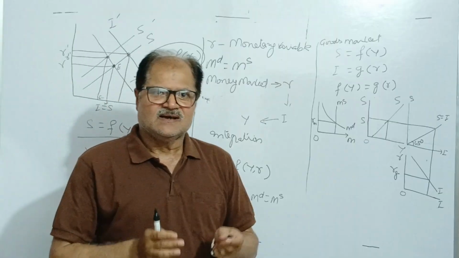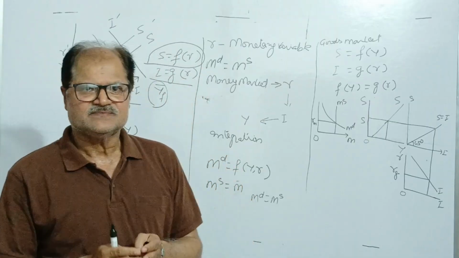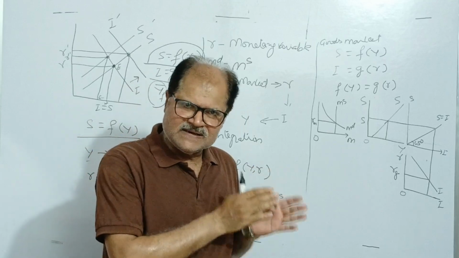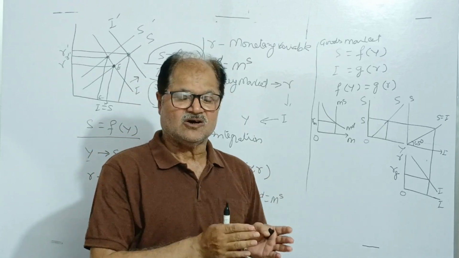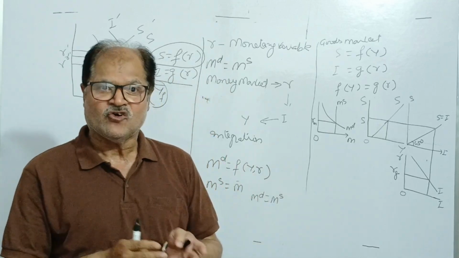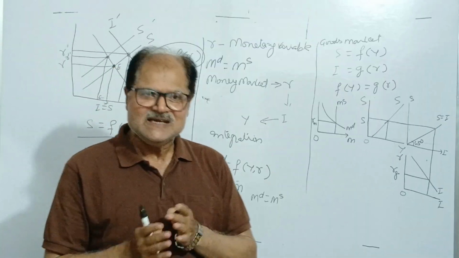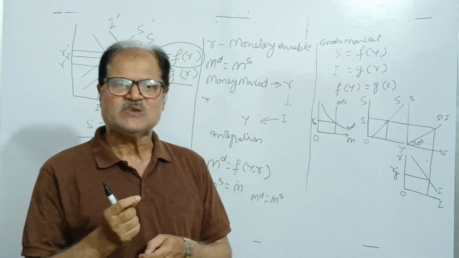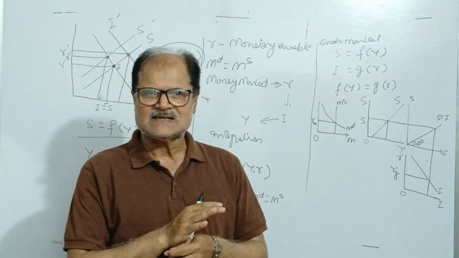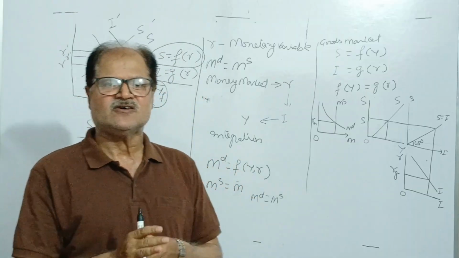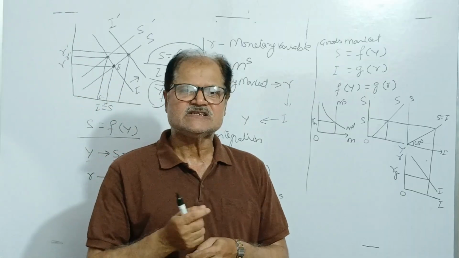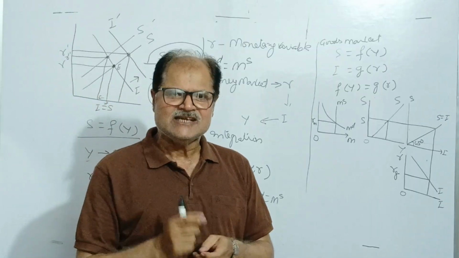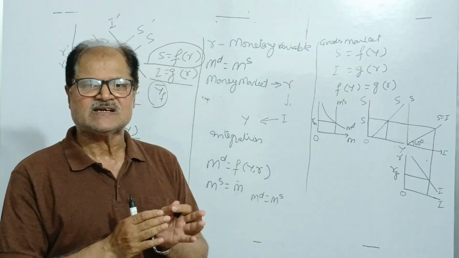Also, classicals said that there is dichotomy. Real rate of interest is determined in goods market, whereas money market has a role in determination of only price. Money market has no role in determination of rate of interest or investment and saving. Keynes tried to fill this theoretical gap.